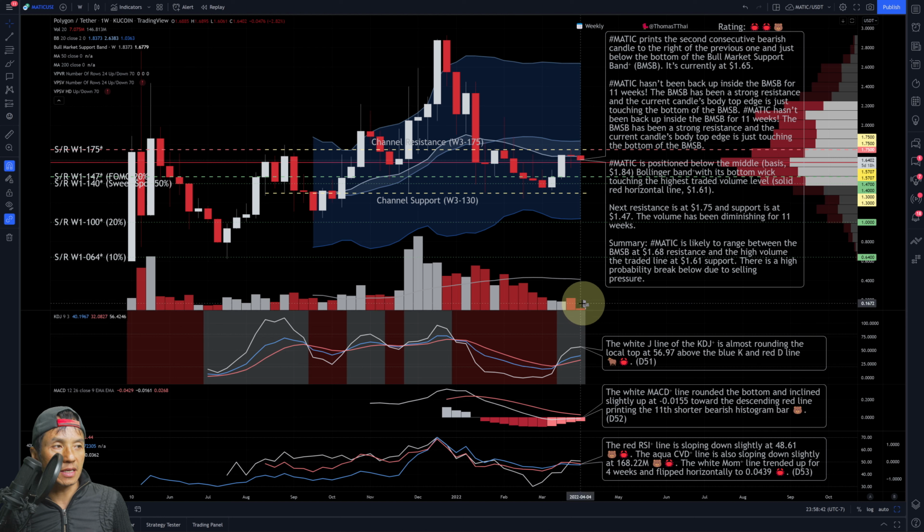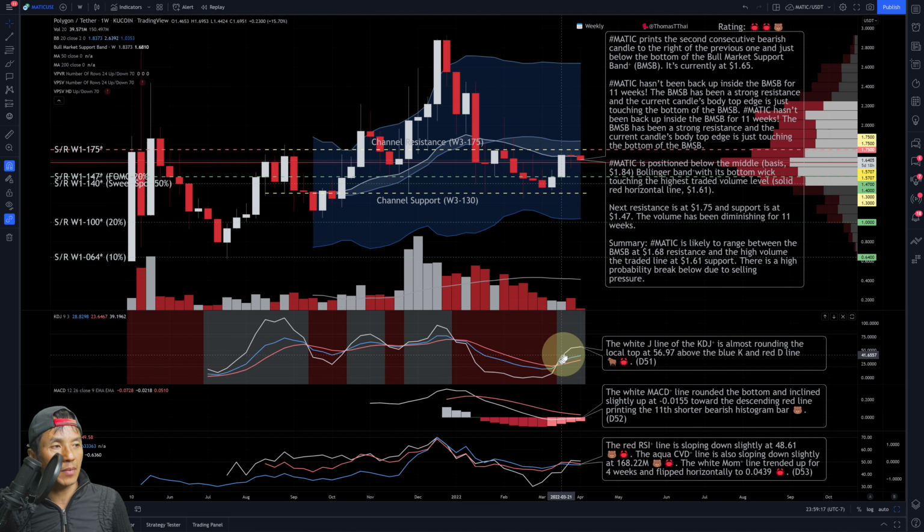Volume, as you can see, the current candle is very weak. Last week's candle put in slightly higher volume, but overall it's been diminishing for like, I think, 11 weeks, and it's way below the moving average.